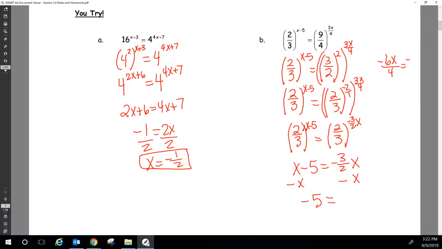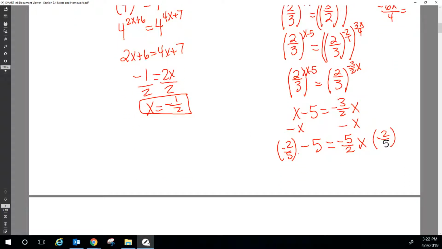All right, so if I move the x over, I've got negative 3/2 plus 2 more halves. This would be negative 5/2 x. To get rid of this negative 5/2, I'm going to multiply by negative 2/5. When I multiply this guy by negative 2/5, my 5's cancel. Negative times negative makes this positive 2.